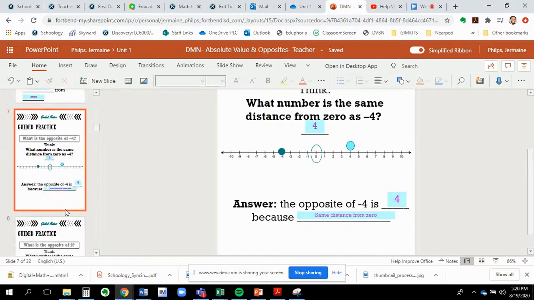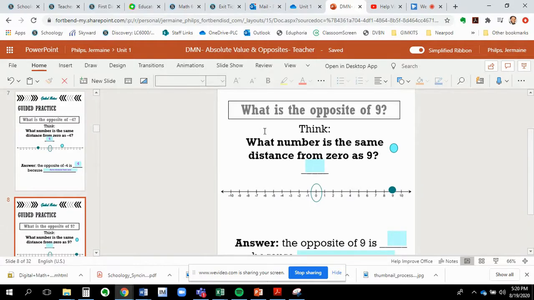Let's do another example together. What is the opposite of 9? What is the opposite of 9? I'm going to give you a second to try to think about it, see if you can figure out the answer.